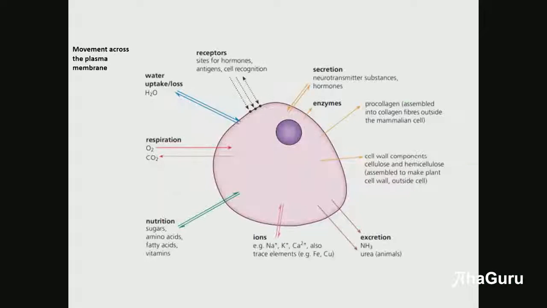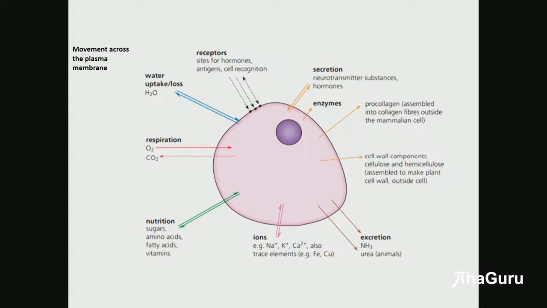Say, for example, if this is a cell, a lot of things are involved, for example, respiration. Whenever the cell respires, oxygen needs to be taken in and carbon dioxide needs to come out of the cell. So this is one thing that needs to be transported in and out of the cell, the gases. We call it gaseous exchange. The exchange of gases is one important thing that should happen through the cell membrane.